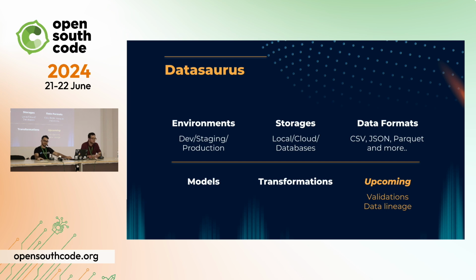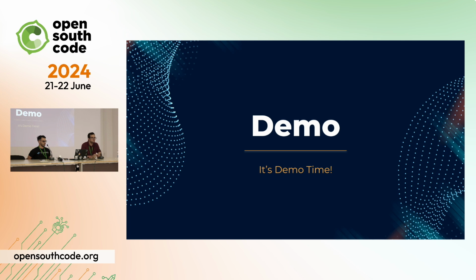We support models because this is the idea, and we will see later on how we have written them. We support transformation, which is a classic action that everybody is doing when working with data engineering problems. And the two upcoming things that we want to try to implement is validations on the data that we have, and data lineage. So to have the relationships between the entities that we have already defined for our project. And now it's time to take a look at what we have written.